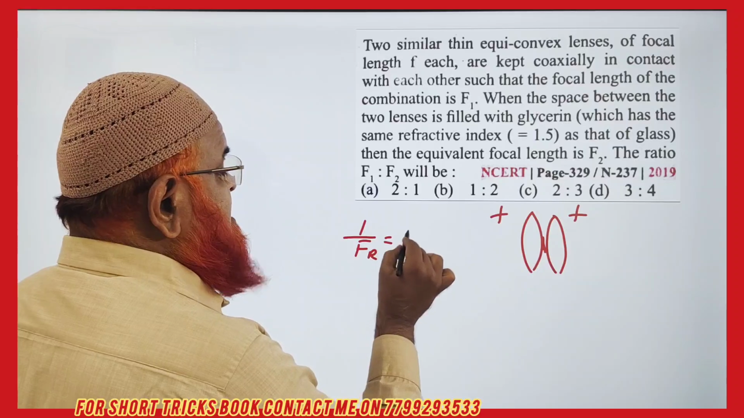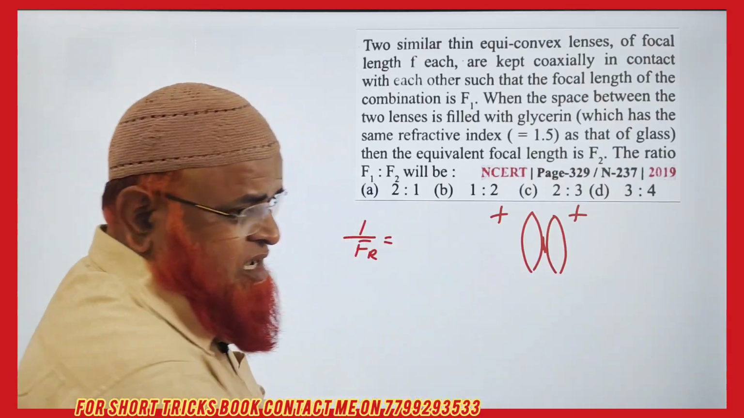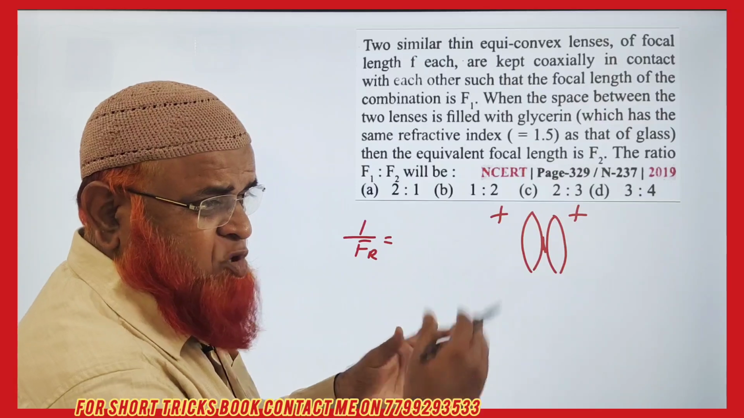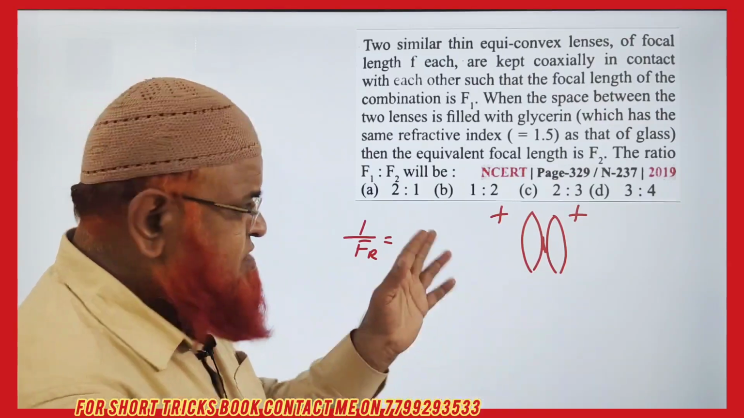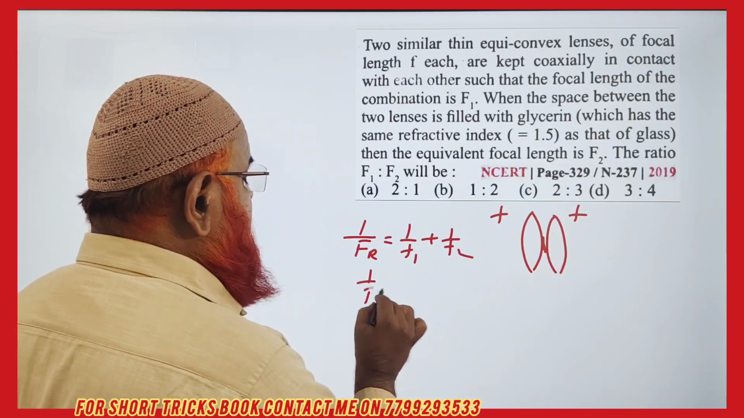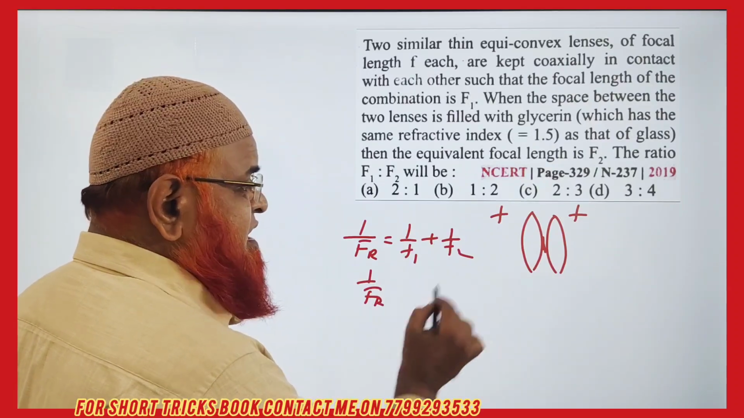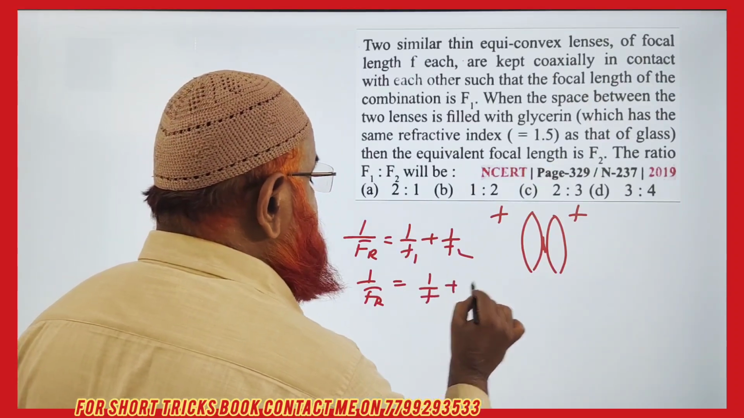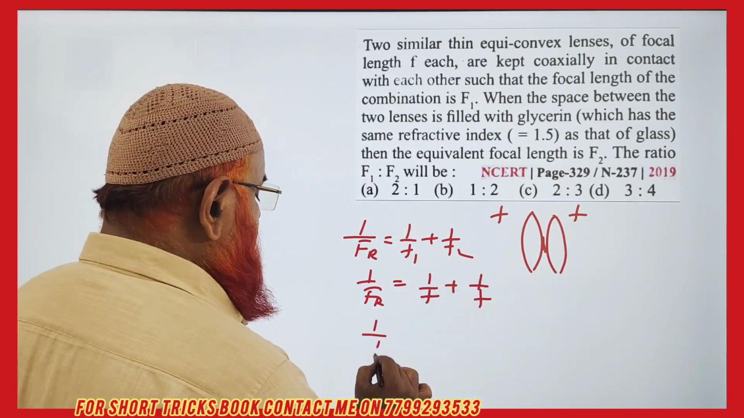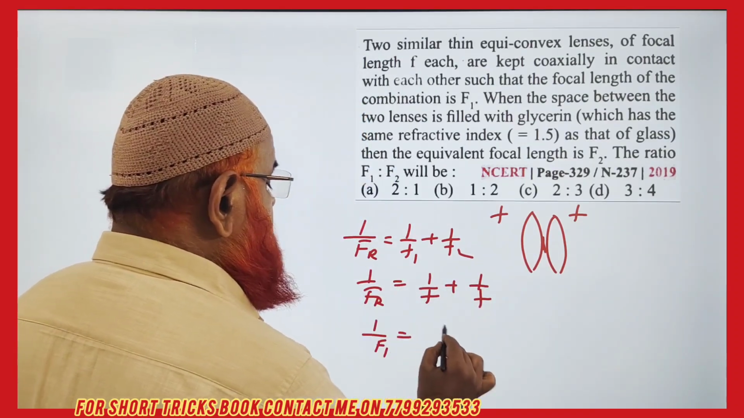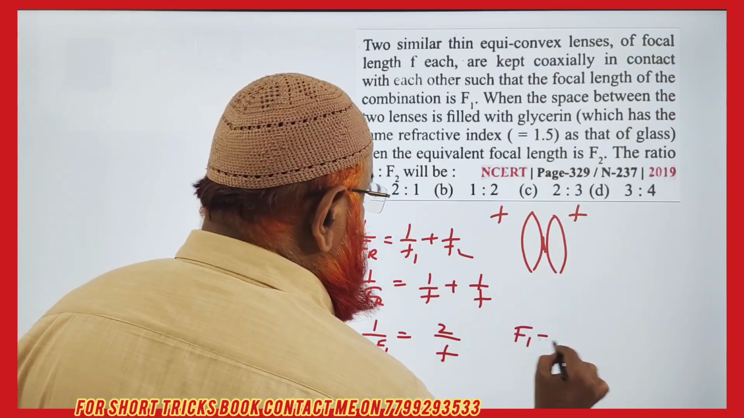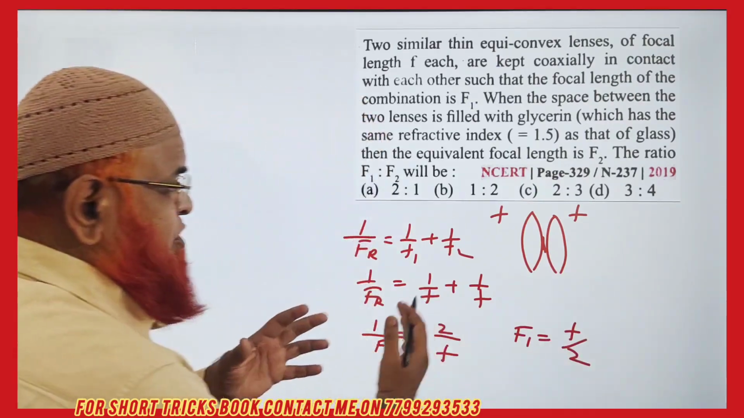See, you should remember that the resultant focal length, when they are clubbed together, is just like parallel resistances. 1 by R parallel is equal to 1 by R1 plus 1 by R2. Similarly, here also we write 1 by f1 plus 1 by f2. So 1 by the resultant focal length is going to be 1 by f plus 1 by f, the first case. Which is going to be 2 by f here. So therefore f1 is taken as f by 2 when they are clubbed together.